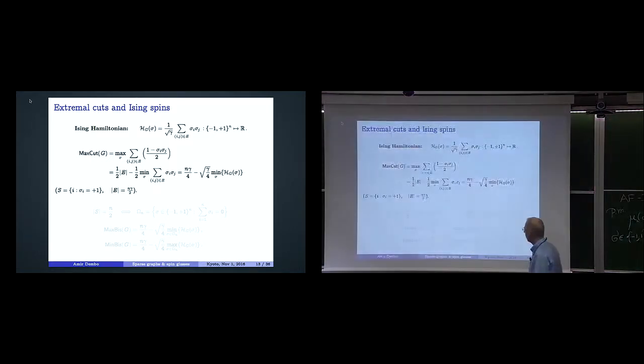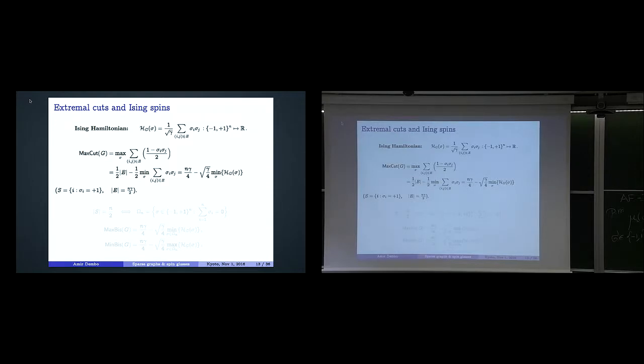Now remember that my answer for the max cut is supposed to be n gamma over 4 plus square root of gamma times something. So this something is just going to be this minimum. Right? So I try to make the minimum as negative as possible, and this will give me the number I'm after. That's why I scale by square root of gamma, so I see exactly what I need to find.